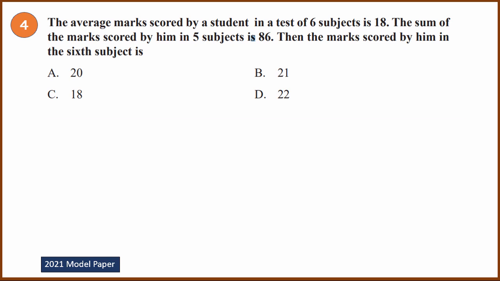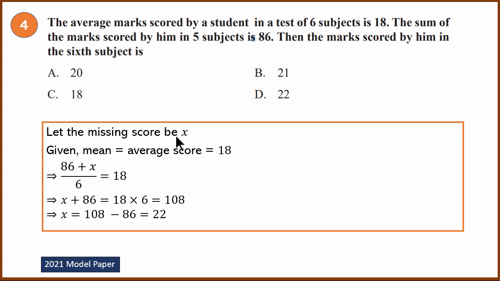How do you solve this kind of question? First we assume the missing score as x. Mean is given. Average score equals 18. Mean formula is sum of 5 subjects plus the unknown subject, so 86 plus x, divided by 6, where 6 is the number of subjects, equals mean. If you simplify, taking 6 to the right hand side, x plus 86 equals 18 times 6, which is 108. Which means x equals 108 minus 86, which is 22. So since we don't know that mark, we use x instead of it in the mean formula. We simplify and we get the answer as 22. The answer is D.